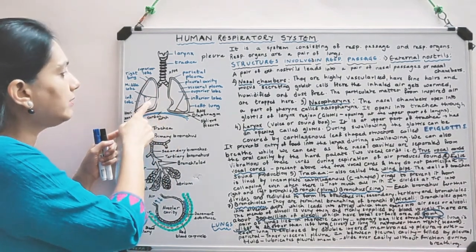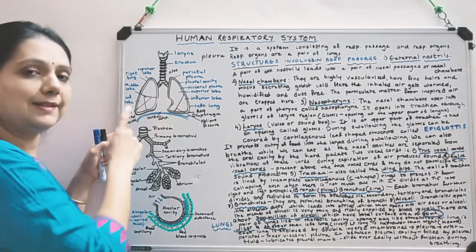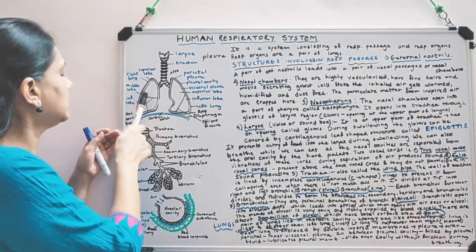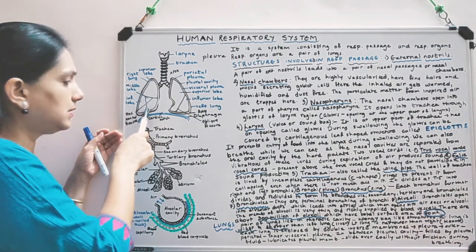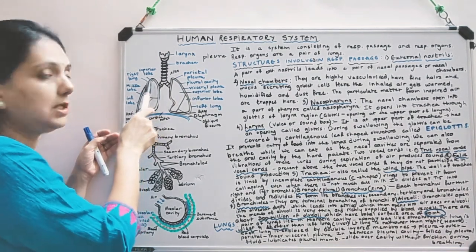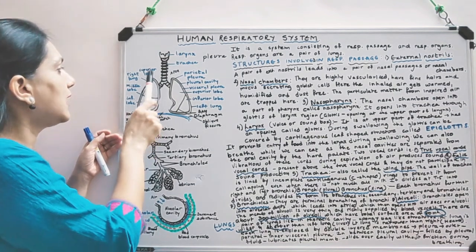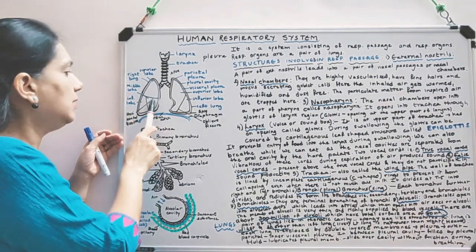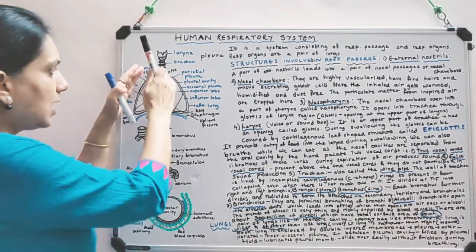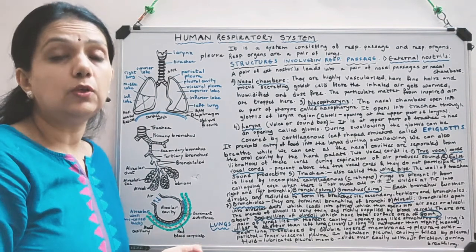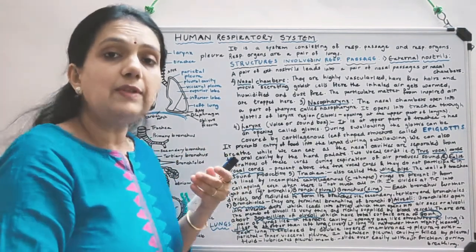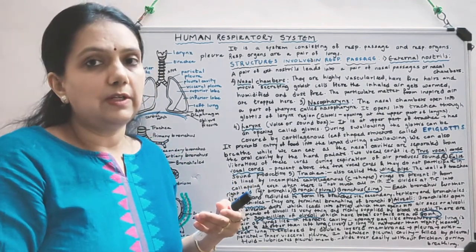Now, on the right side, the right lung has two fissures. This is horizontal, so you call this the horizontal fissure, and this is the oblique fissure. Because of these fissures, the right lung is divided into three lobes, that is the superior lobe, the middle lobe and the inferior lobe.